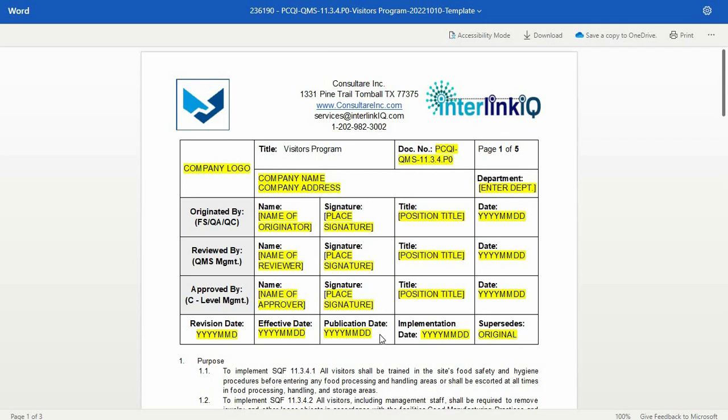The publication date is when the document is published for distribution and initiated personnel training. The implementation date is when the document is distributed and personnel training is completed. For the supersedes, put original for the initial issuance of the document. For any revisions, reflect the initial revision date before the current revision. Please be reminded that this section must be properly filled out to be compliant.